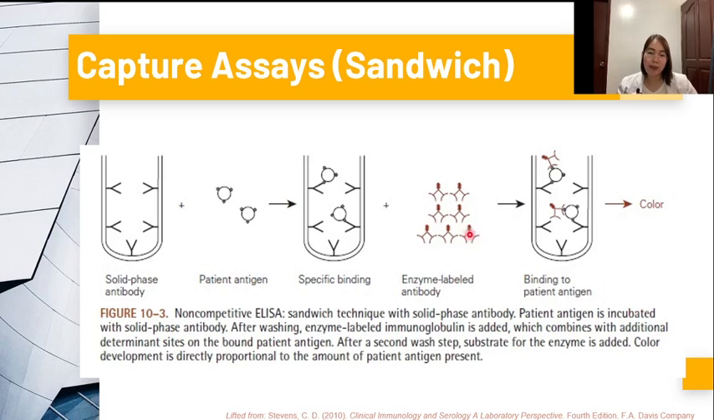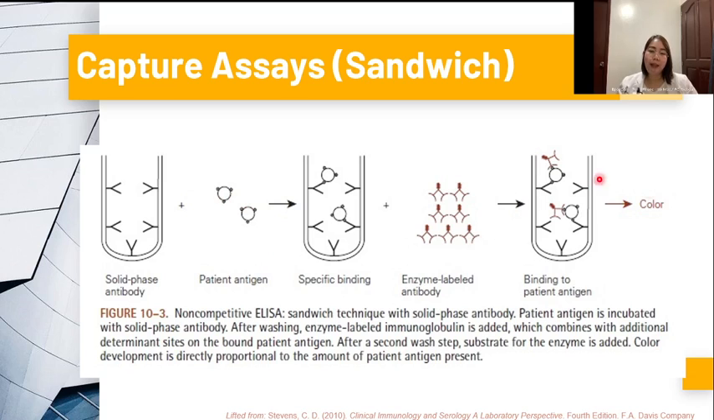And this is a heterogeneous assay, that's why washing is required. So, halos pareho lang to class ng indirect ELISA. Ang kinaiba lang is gumagamit tayo ng solid phase antibody and we're detecting patient antigen, and the labeled analyte is an antibody. Right? So, that is your capture ELISA. And capture ELISA is best suited to antigens that have multiple determinants, such as your immunoglobulins, cytokines, protein tumor markers, other bacteria, especially your viruses.